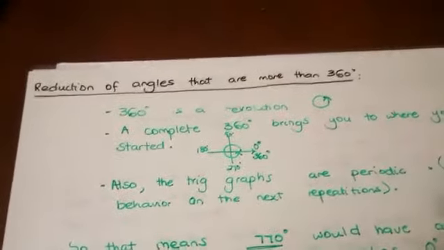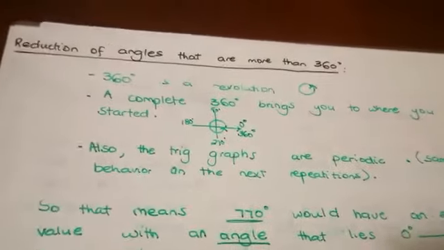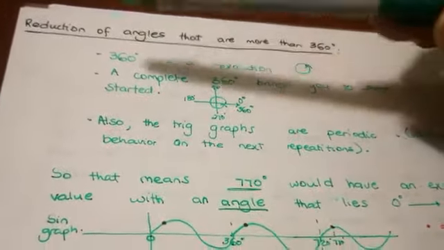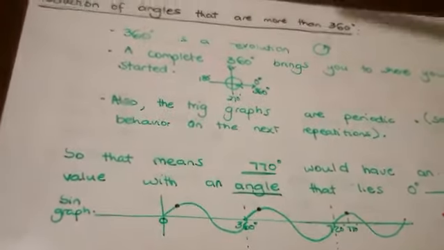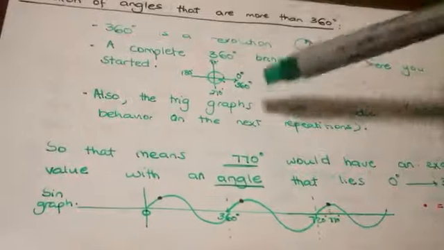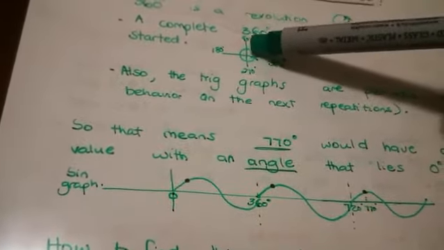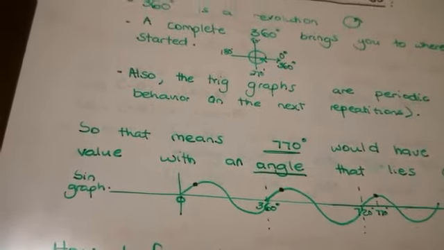Good day, grade 11s. Today we are going to look at reduction of angles that are more than 360. 360 degrees is a revolution, so a complete 360 will bring you back to where you started. So if this is my 0 degrees, if I make a revolution, I'm right back where I started.